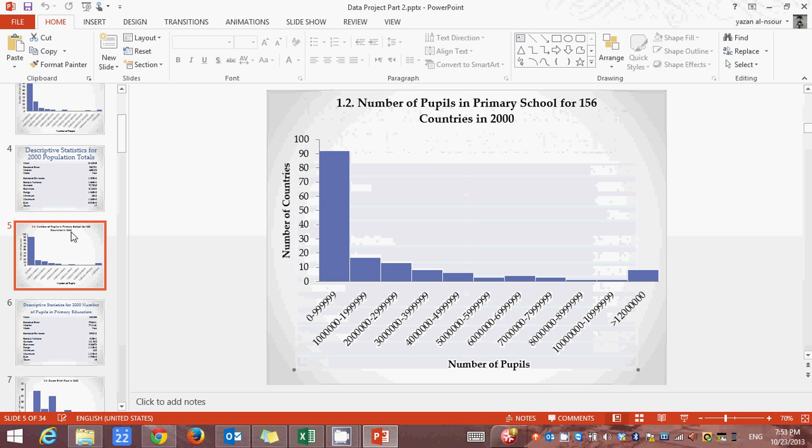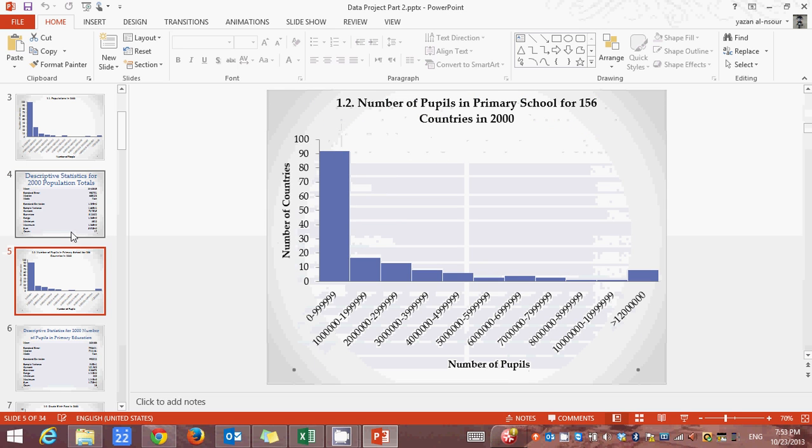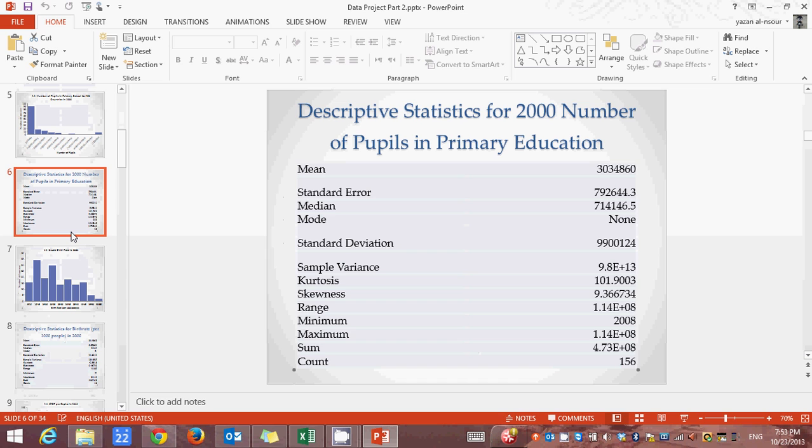Okay, then the other variable is number of people in primary school for 156 countries in 2000. That was the population; now there's the number of people in primary school. And then the descriptive statistics for those.